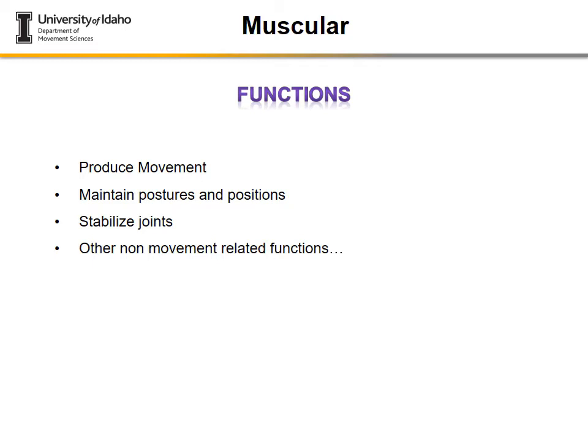There are a number of functions that a skeletal muscle can serve, and we will begin to focus on those that are really involved in human motion. As you can see, this final one talks about other non-movement related functions, and we won't focus on those, but if you want to know them, you can go ahead and search for them. For our purposes, the idea is that muscle produces movement, maintains posture and position, and stabilizes joints, and that's really through the origin and insertions and the ability to contract and elongate in the process.